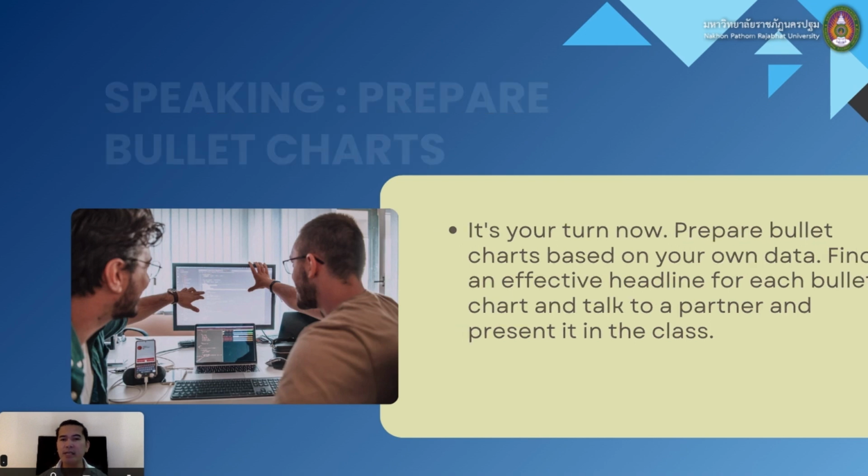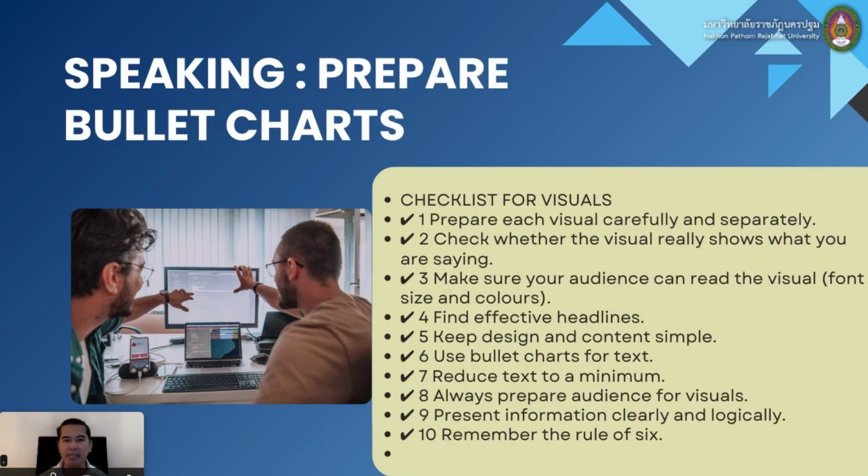This is the checklist for visuals. Number one, prepare each visual carefully and separately. Number two, check whether the visual really shows what you are saying. Number three, make sure your audience can read the visual, font size, and colors. Number four, find effective headlines. Five, keep design and content simple. Use bullet charts for text. Reduce text to a minimum. Always prepare the audience for visuals. Present information clearly and logically. And remember the rule of six.